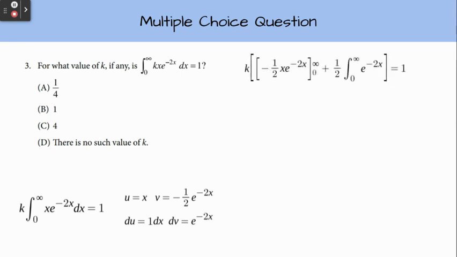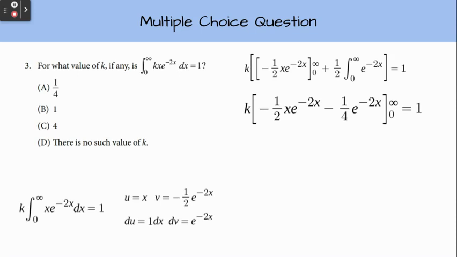The k is still up front, and then you have uv, so x times negative 1/2 e to the negative 2x, minus the integral of v du. Since it's minus negative 1/2, it switches to positive, and I put the 1/2 out front since it's easier to integrate. The left side stays the same, and on the right, the integral of e to the negative 2x we already did for the dv in the prior part. It's negative 1/2 e to the negative 2x. So that leaves you, on the right side, with negative 1/4 e to the negative 2x.